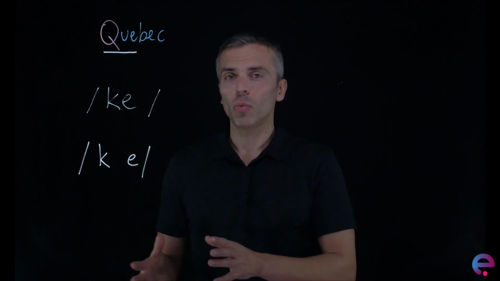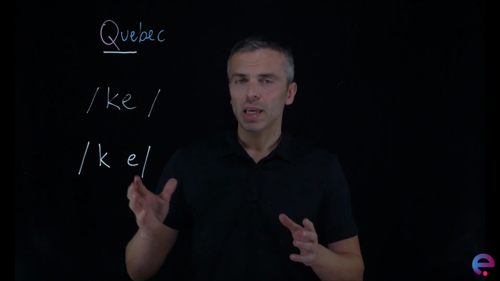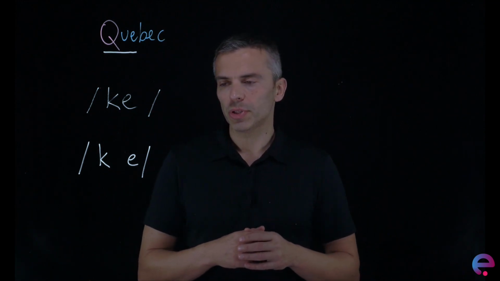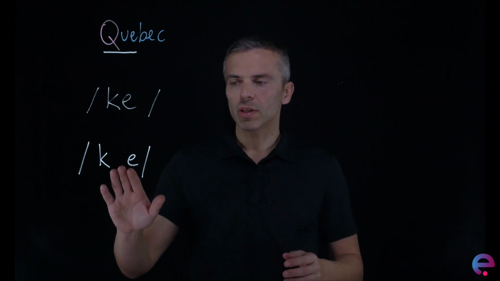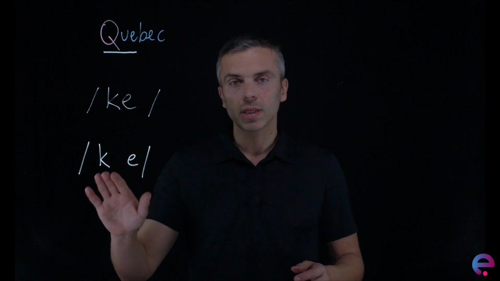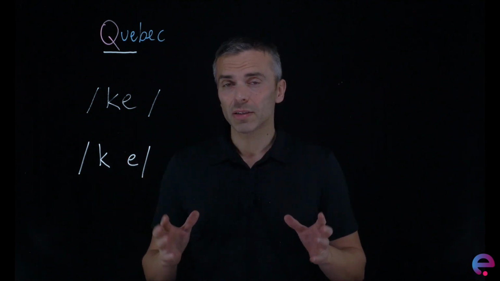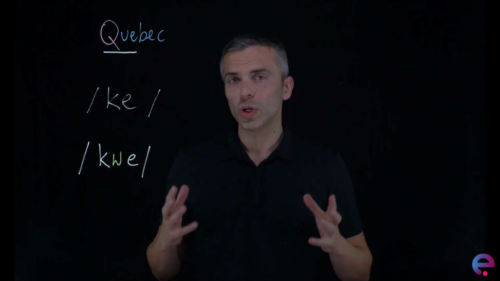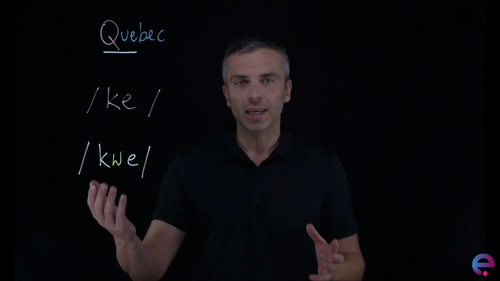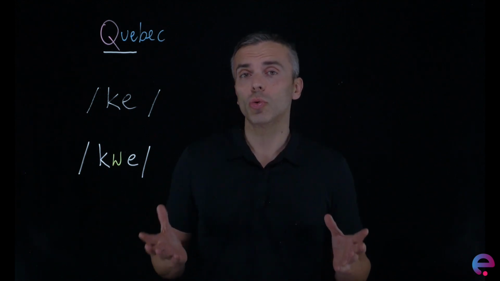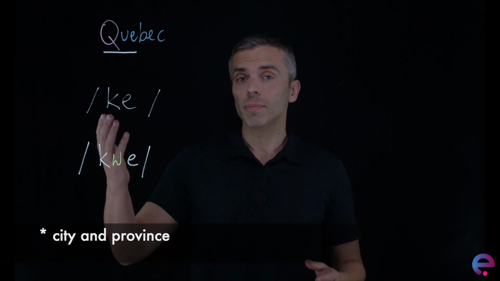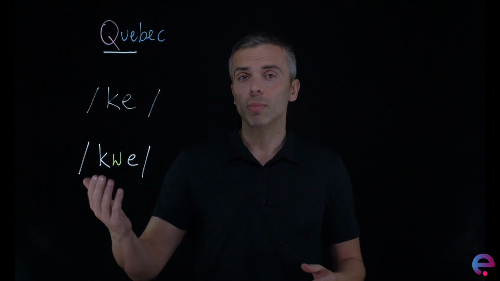But there is another way of pronouncing it, and that's more of an English language pronunciation, which means there will be a third sound, the sound between k and e, and that sound is w. So we can also pronounce it que, Quebec. As such, there are two ways of pronouncing the name of this city, Quebec or Quebec.